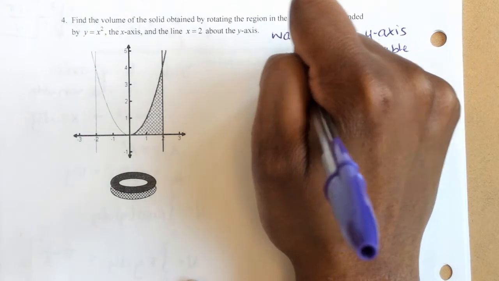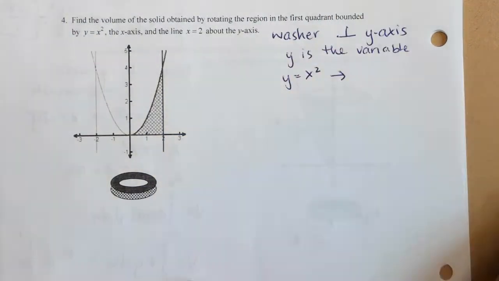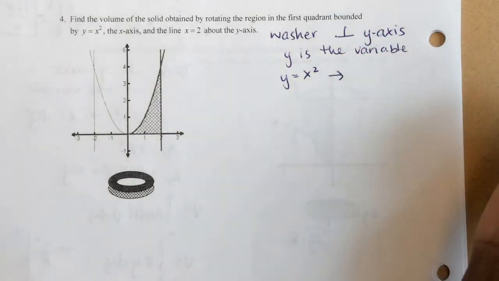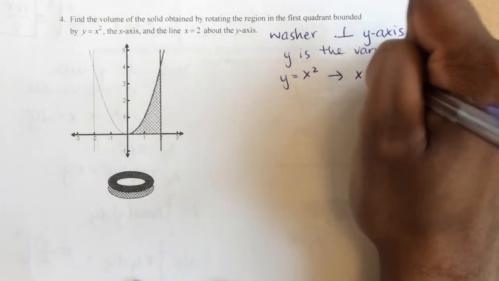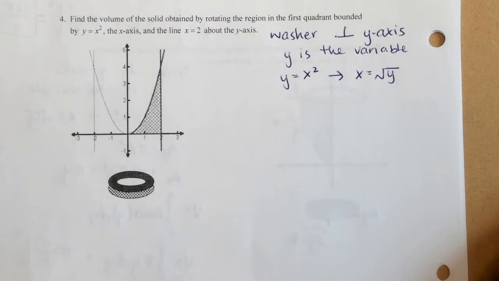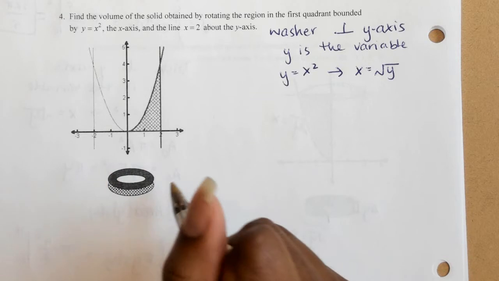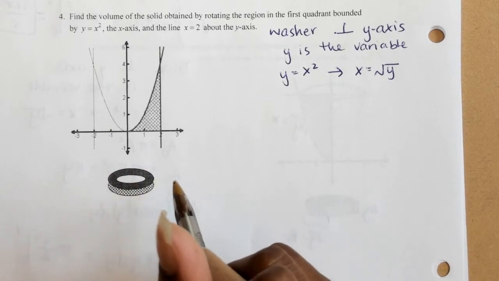So we're going to take y equals x squared, and we're going to change it so that it's no longer y equals, but x equals. So x equals square root of y. So now, again, like I said in the beginning of the video, a washer is like a donut. It's got an outside solid, and then the inside is space.